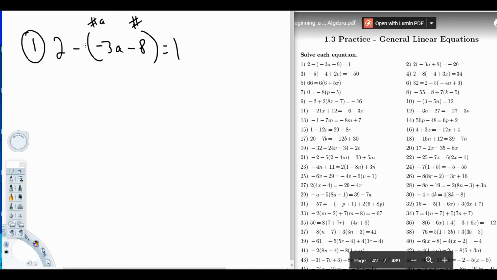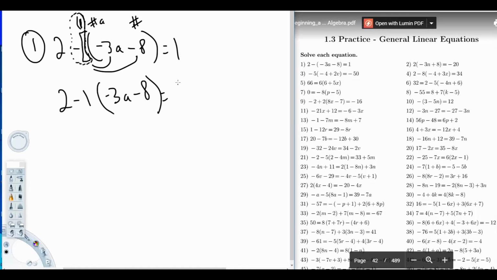The distributive property says whatever number is here, you multiply by this and by this, except there isn't a number. It's 2 minus whatever's in brackets. In that case, you put a 1 here. So you have to pretend there's a 1. So if you look at this, because you always look to the left to see what the sign of the number is, we have 2 minus 1 times 3a minus 8 equals 1.